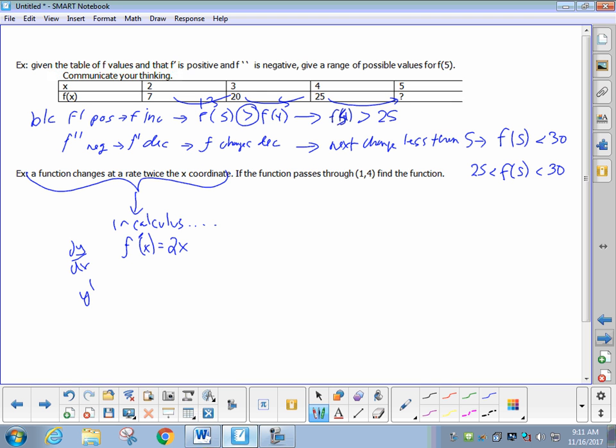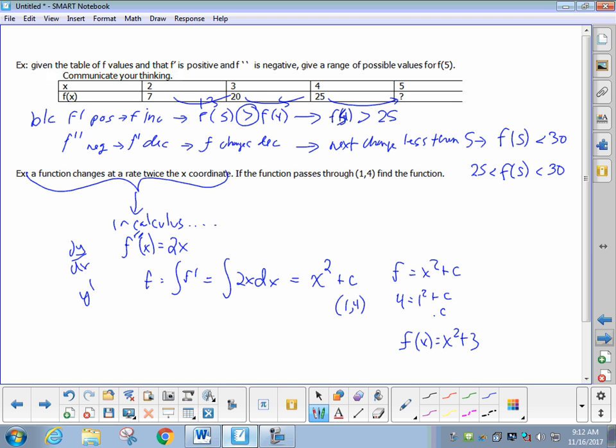If they also give you a point on the curve, how do I find f? Integrate, yeah. F will be the antiderivative of f prime, so the antiderivative of 2x, which is x squared plus c. If the function is x squared plus c, and they tell me it passes through (1, 4), then what's the final answer? 3 is part of your final answer. x squared plus 3 is your final answer. 4 equals 1 squared plus c implies c is 3.